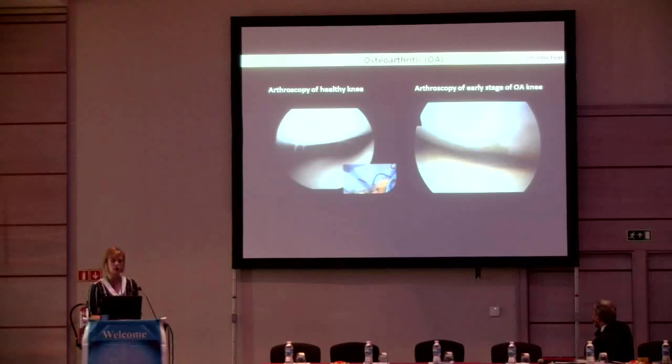And when you do arthroscopy of the healthy knee, you can see that the surface of the cartilage is really regular and smooth. But when you do arthroscopy of the osteoarthritic knee, you can see that all of the surface is irregular and fibrillated. And unfortunately, it doesn't work. But on this video, you will see that one big part of the cartilage on the weight-bearing area is completely lost.